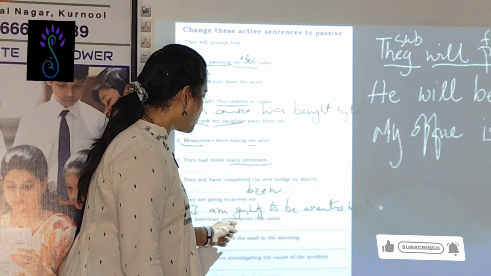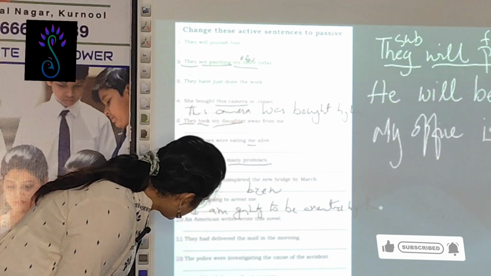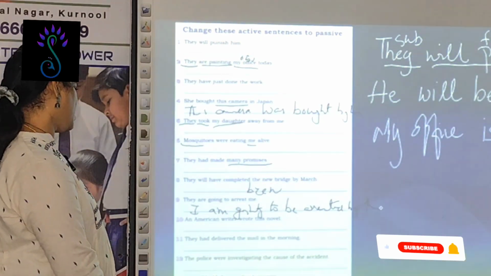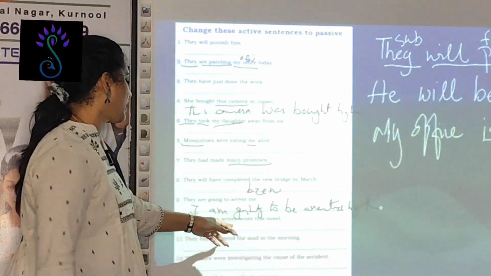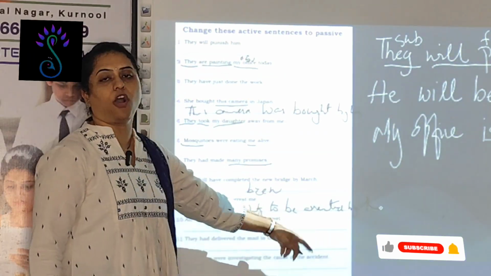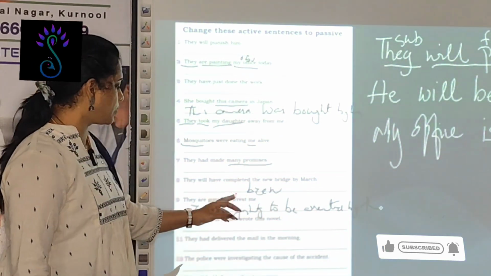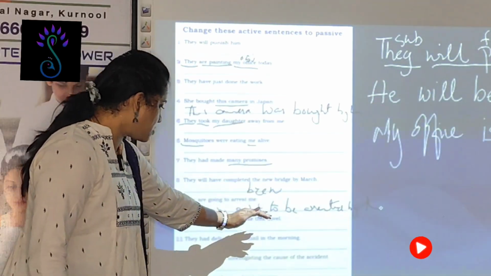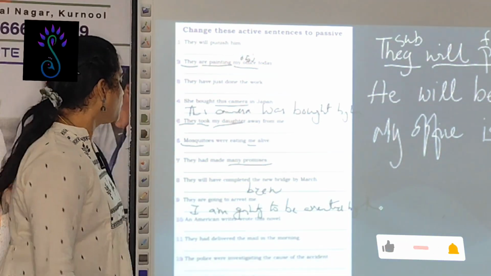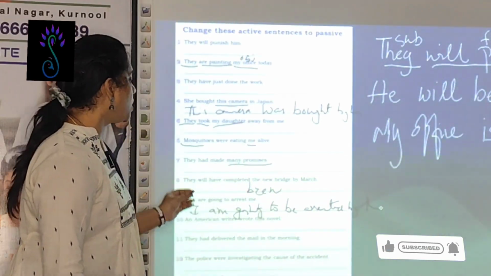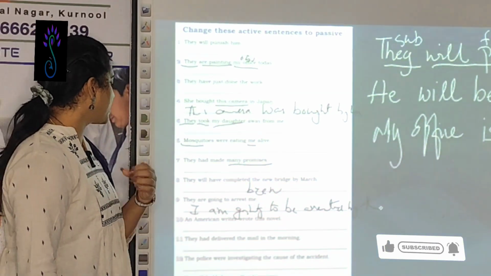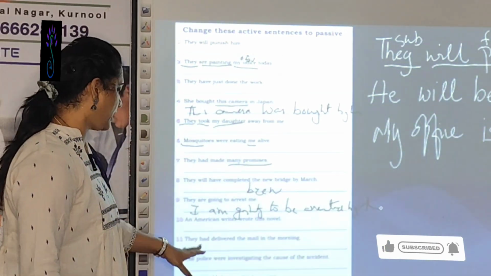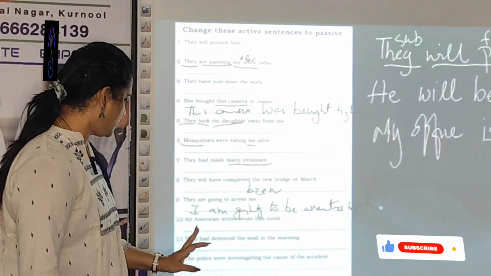An American writer wrote this novel. Because it is past tense, you will write, this novel was written by an American writer. All this I have discussed.